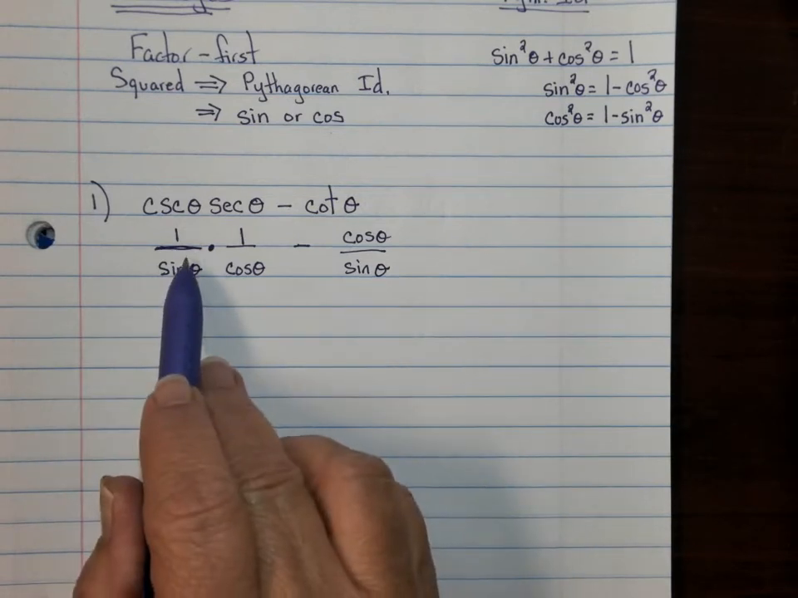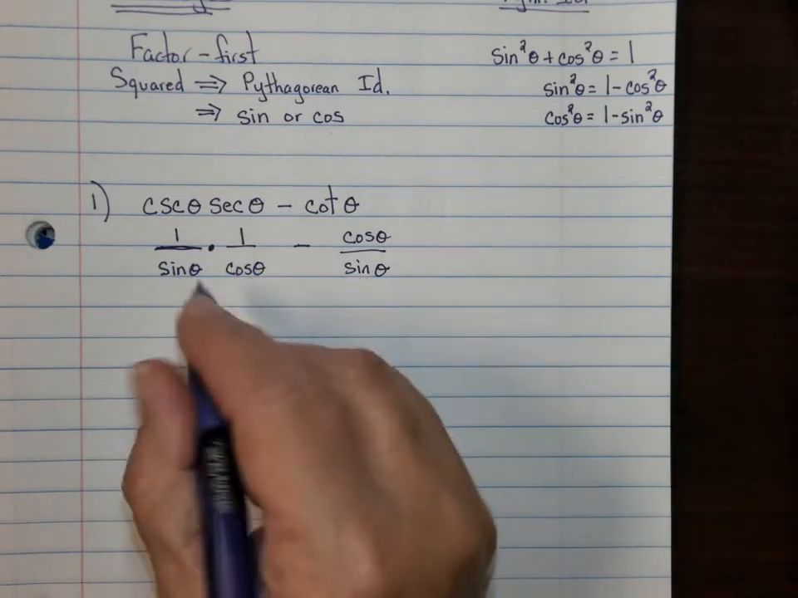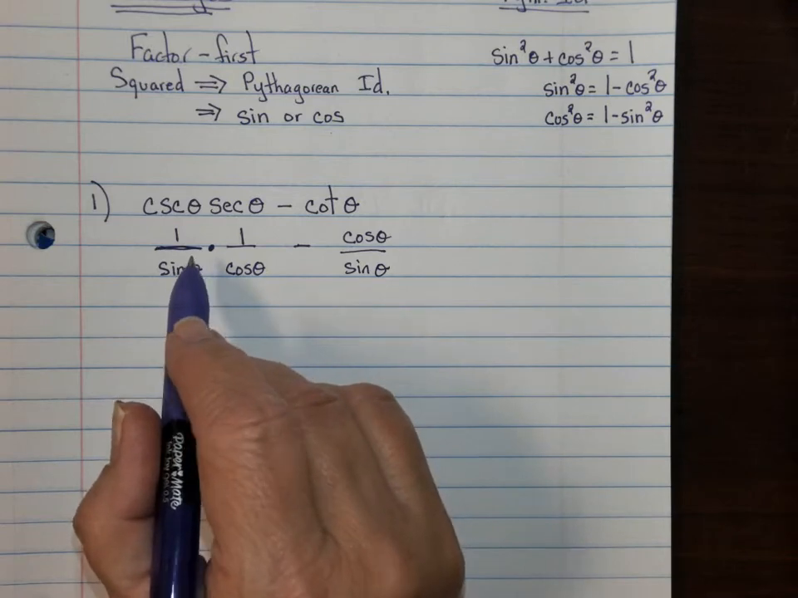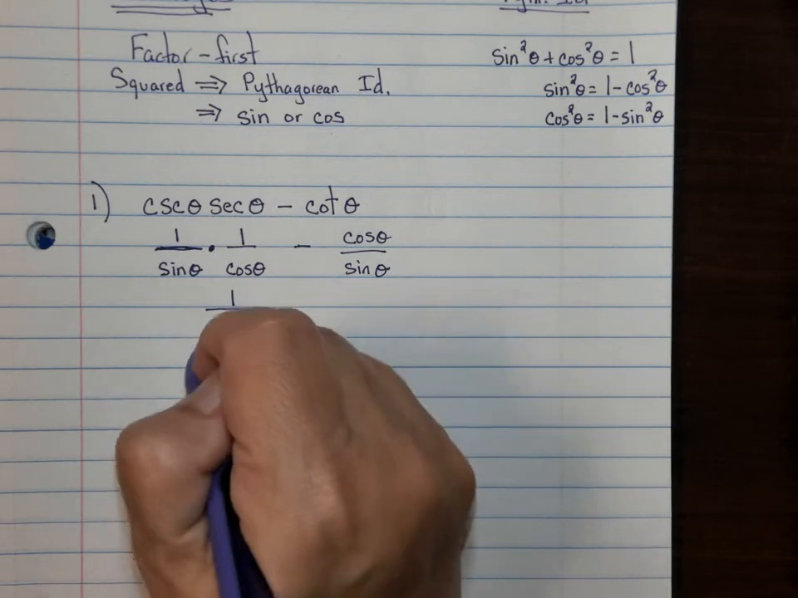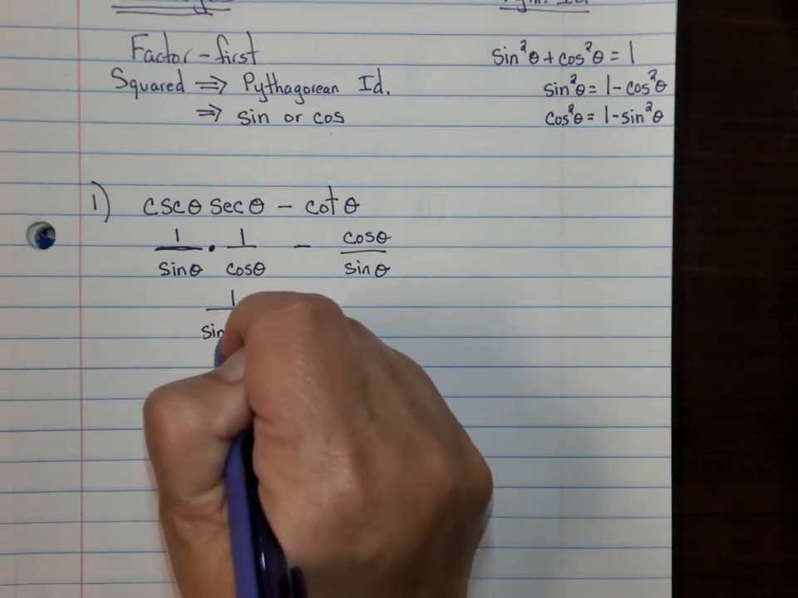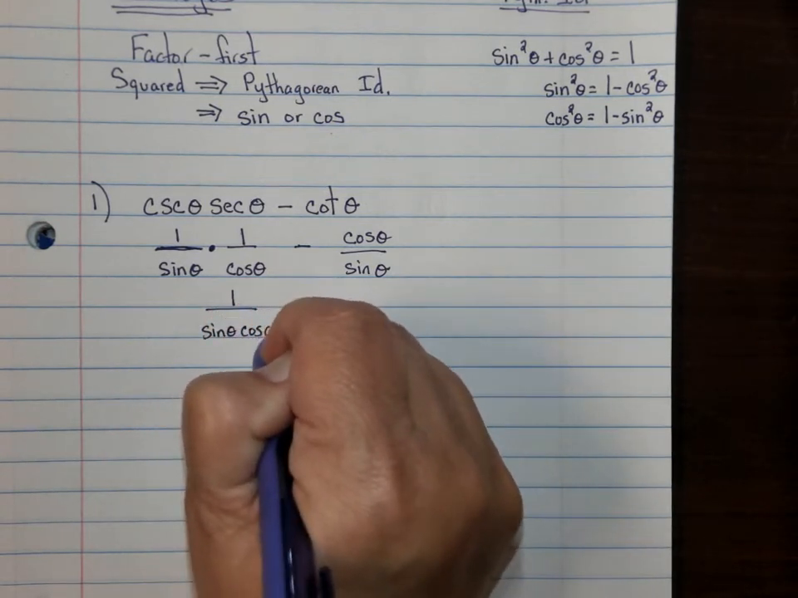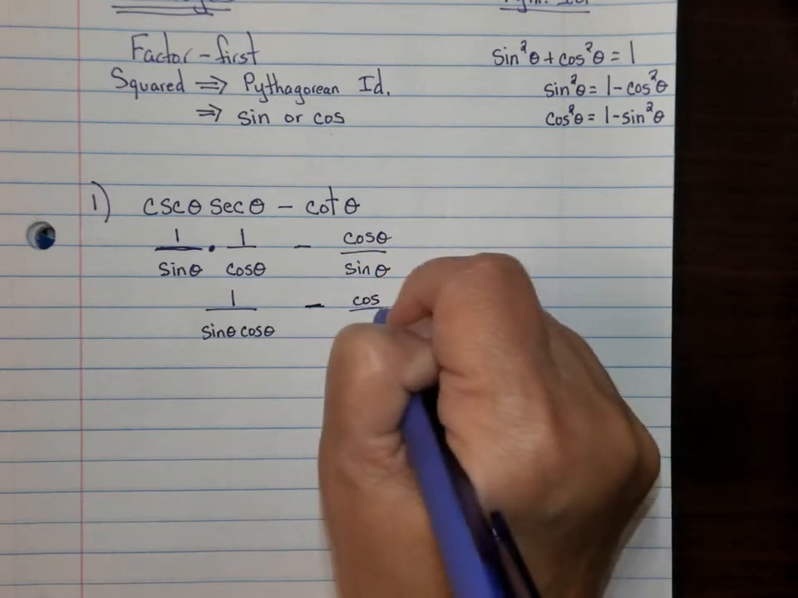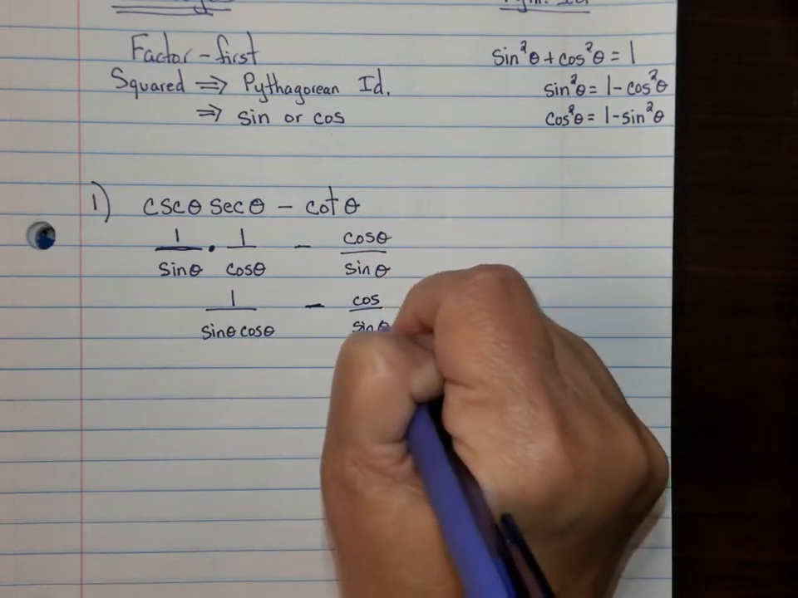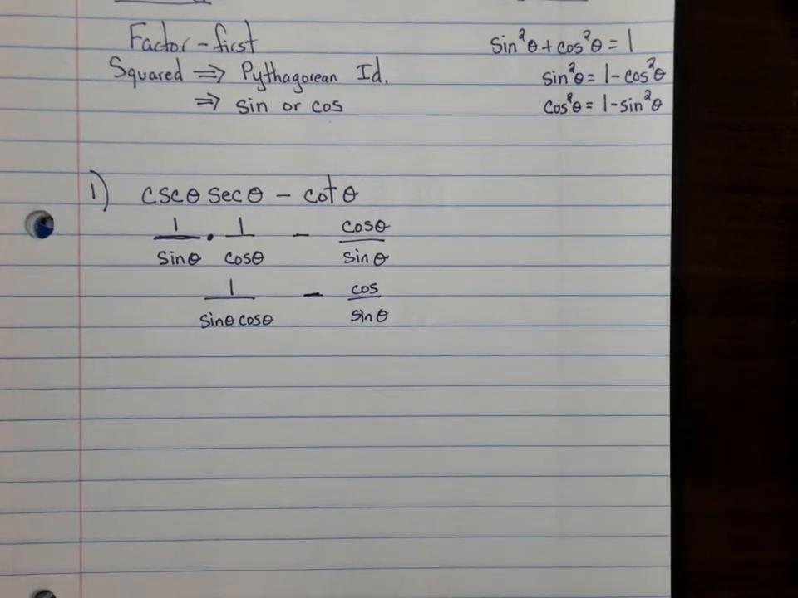So the first thing I'm going to do is multiply these two fractions together. Multiplying fractions, that's no problem. Top times top. Bottom times bottom. Just going to express that as sine theta, cosine theta. Minus, and I'm going to bring this fraction down exactly as is. So look at what we have here.